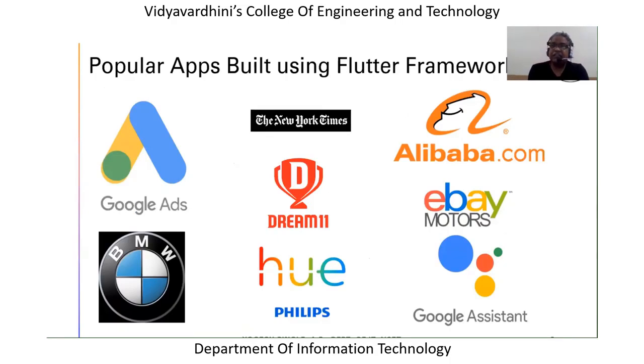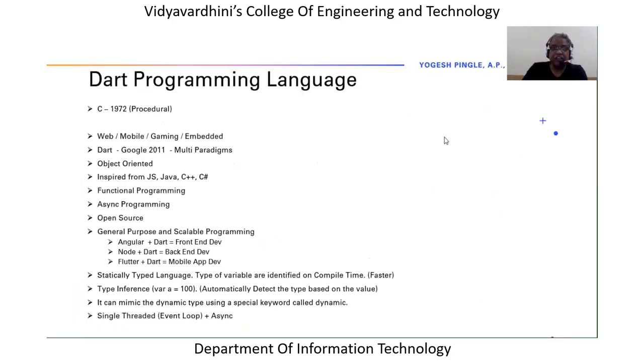Obviously, as business logic, you have to do the programming in Dart. So Dart programming is going to be there, which is very important. Now, from this particular slide, I am going to talk only about the Dart programming language, which is the heart of this tech talk. As we know, the C programming language, which is a procedural language, came in 1972, and everywhere we used C as well.